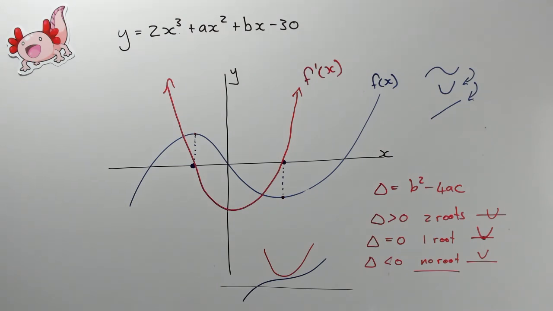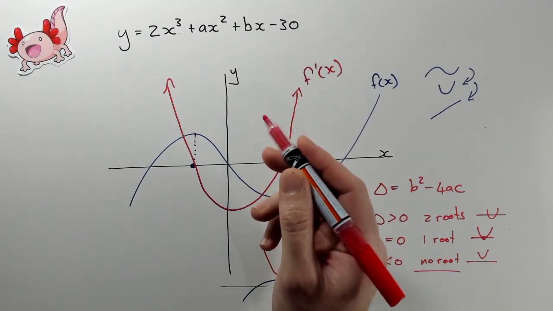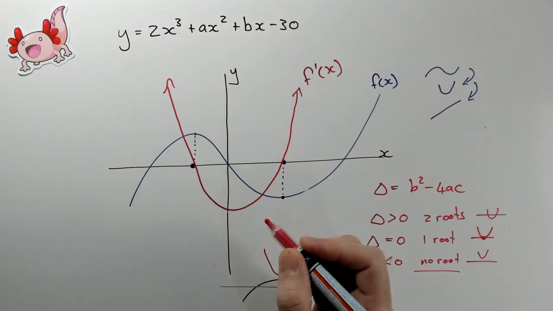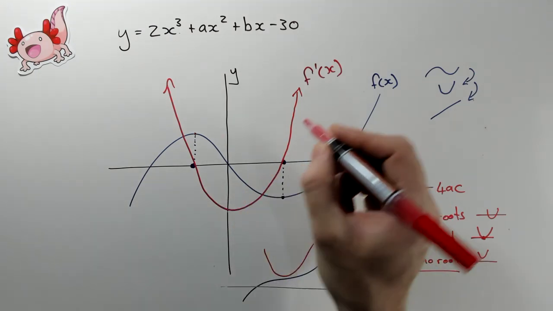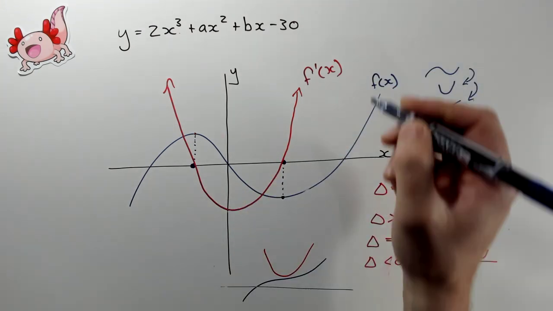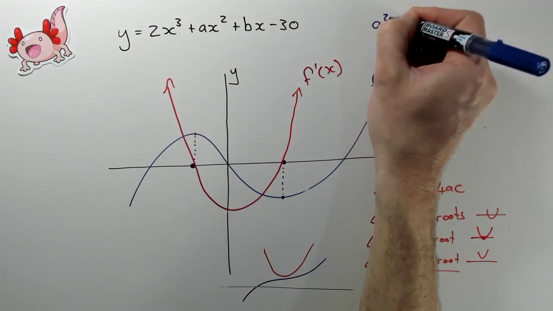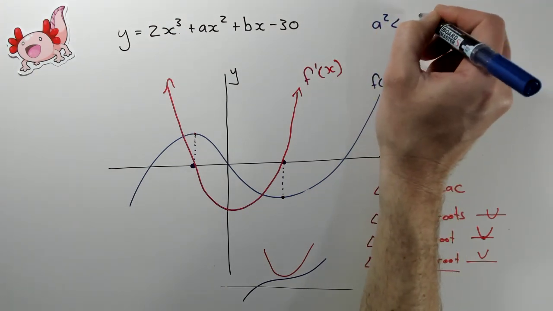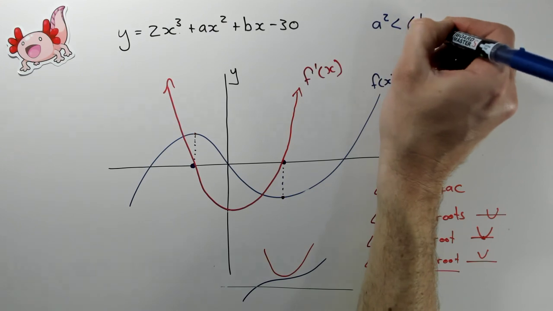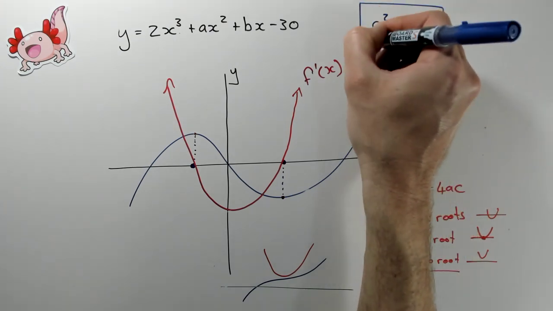In this question, they're saying show that there are no stationary points. And the other part of this, maybe I should just write that down, they asked us to show that a squared is smaller than 6b. So this is what we need to show.